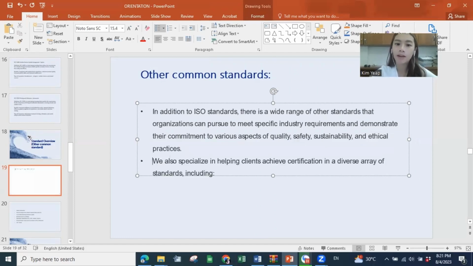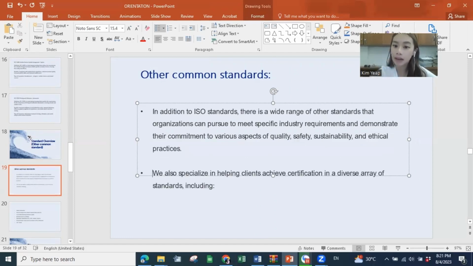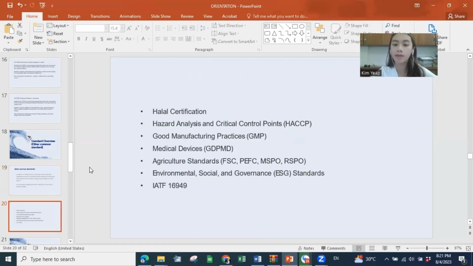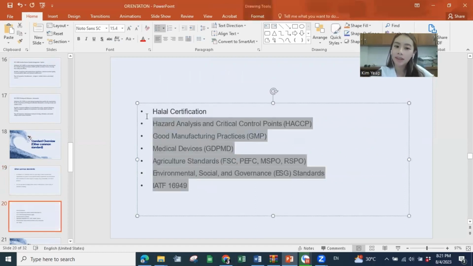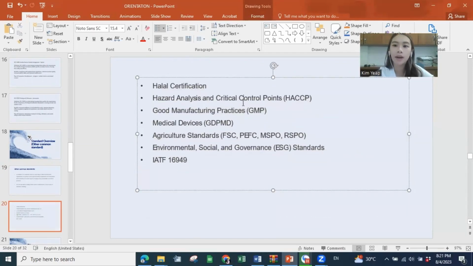So what we do is that we specialize in helping clients achieve these certifications. So what are the other common types of standards here? Of course, I don't place all the definitions and benefits; you can do a little research on your own, so it doesn't appear too long. Other types of standard could be halal. Halal is not under ISO. For halal, there are a lot of schemes.